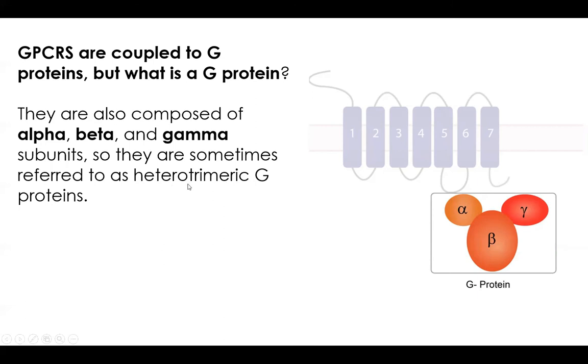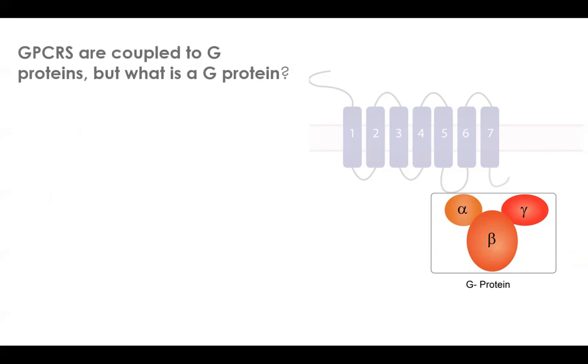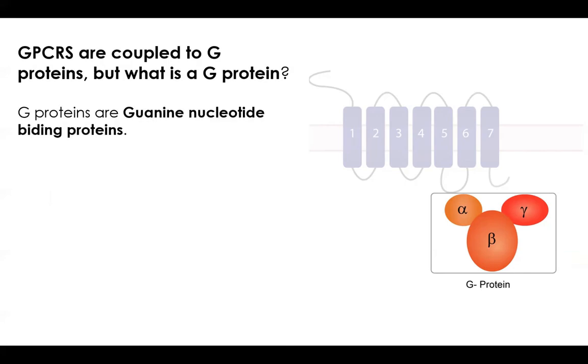I'm probably not going to use the term heterotrimeric G proteins too often, just because I like to take shortcuts when I talk. But if you see this, this is an acceptable name as well. Okay, so we have kind of the structure of the G proteins. So we know what they are. These are going to be guanine nucleotide binding proteins. So that's why they're called G proteins.